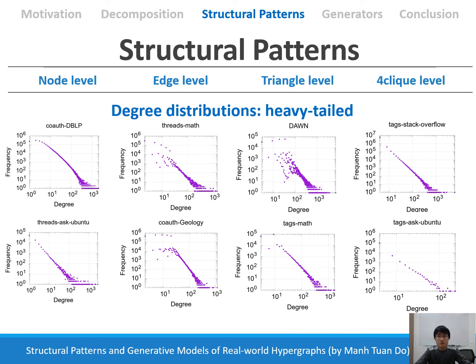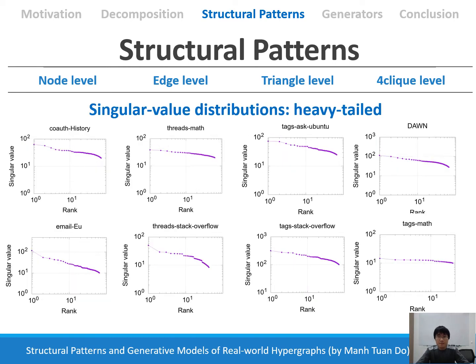Applying the Lilliefors test and the log likelihood ratio test, we found that the degree distributions in the decomposed graph of the hypergraph are heavy-tailed. The same observation can also be made here. The distributions of singular values in all decomposed graphs are also found to be heavy-tailed.